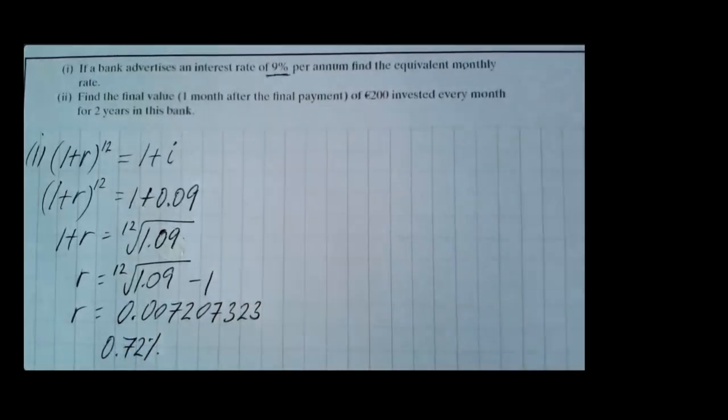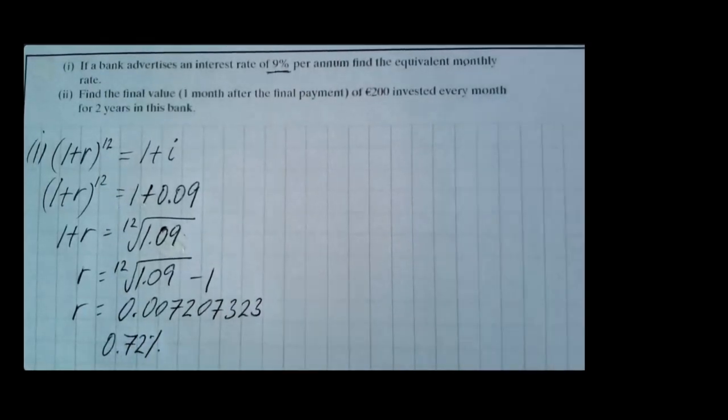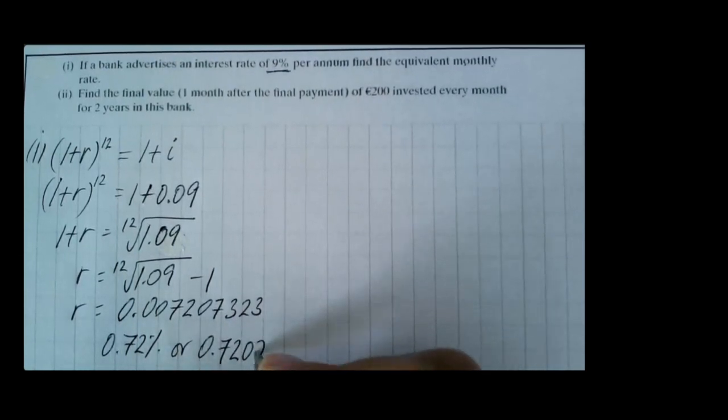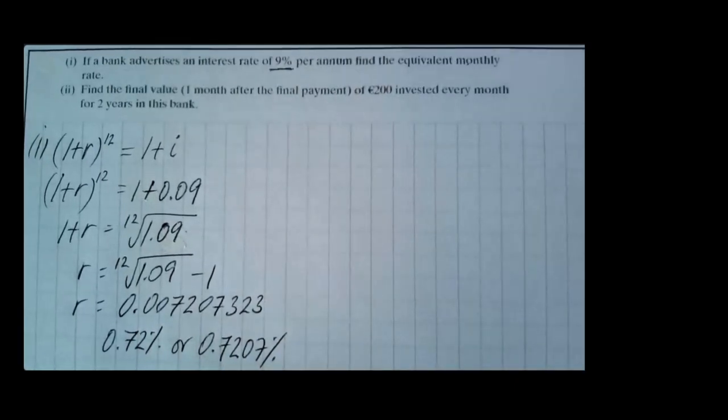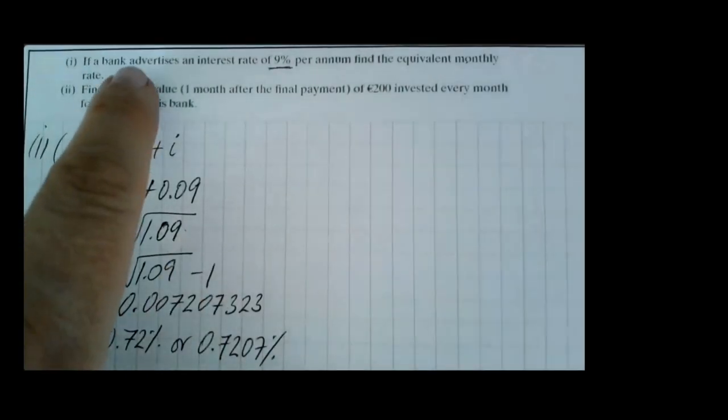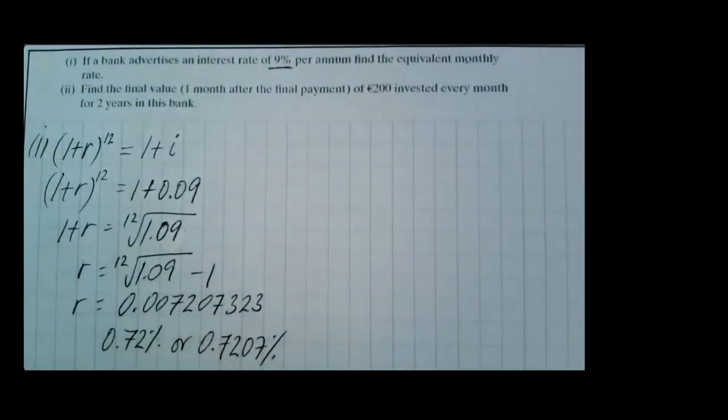0.72%. Now, I'm just going to use a more accurate version there, 0.7207. We go to 4 decimal places in the percentage, just because I'm aware that's the way they give it as an answer in the back of the book. They haven't asked there what to round it to. It is always a good rule of thumb to go more accurate than what you might think is required. So we'll do that here.